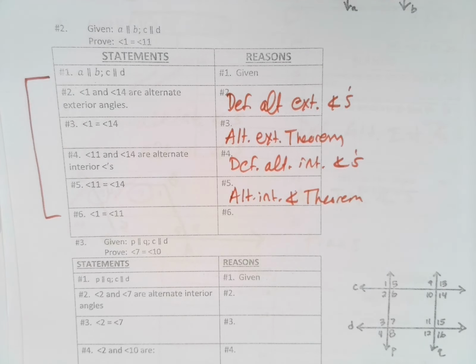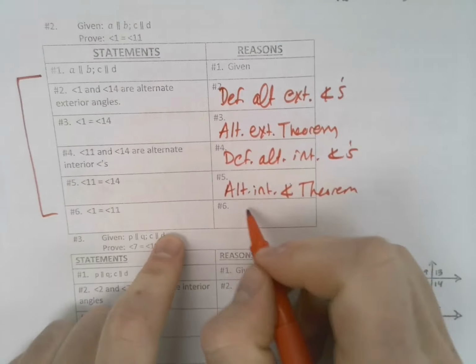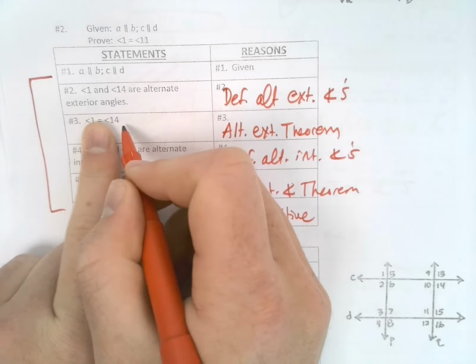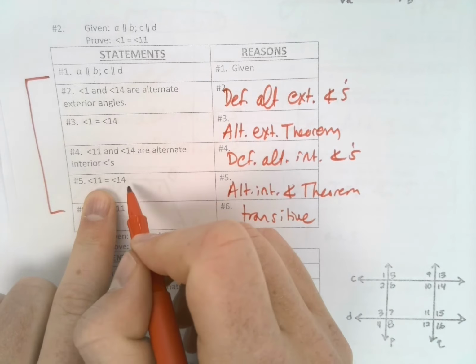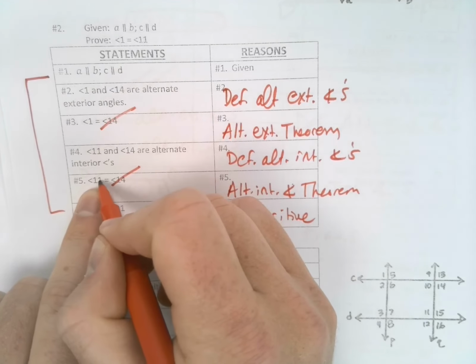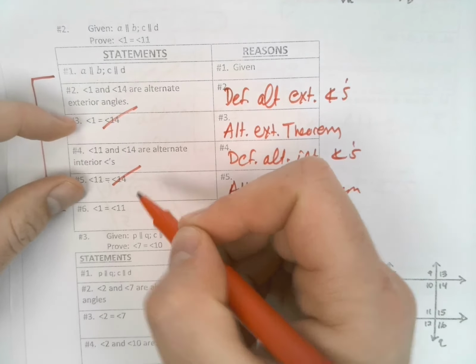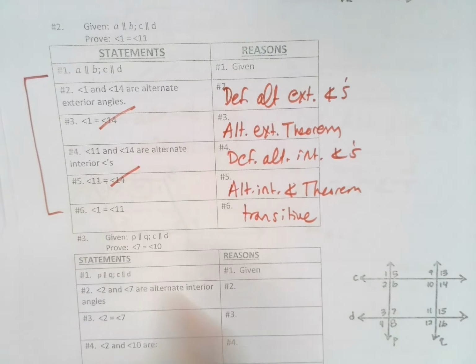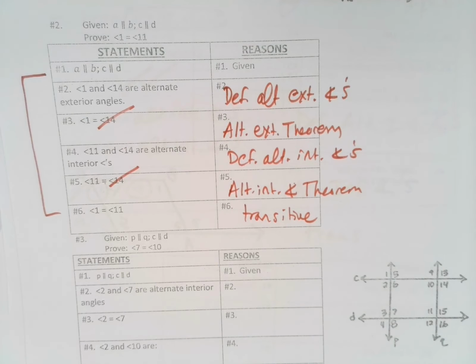That's right, because what were we told in step 3? Step 3, angle 1 equals angle 14, right? What else does 14 equal? Doesn't 14 also equal 11? So what can we say about angle 1 and angle 11? They're congruent. Angle 1 equals 14, angle 11 equals 14. So angle 1 equals angle 11. Let's go.